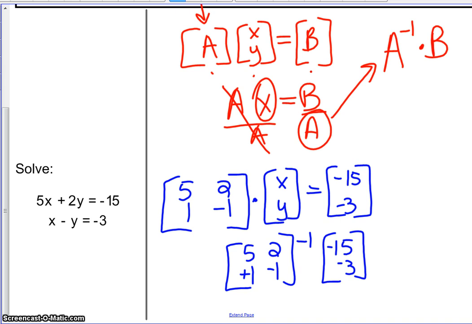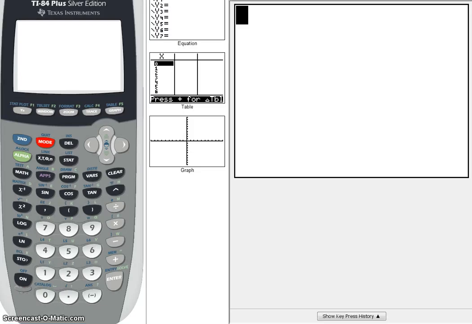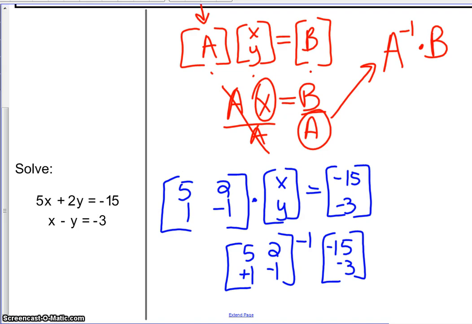So we're going to use our graphing calculator to do that. So now here is our graphing calculator, all right? And we are going to put in the graphing calculator this, we're going to call the 5, 2, 1, negative 1 our A, and we're going to put into B our negative 15, negative 3. And so let's put that into our graphing calculator here.